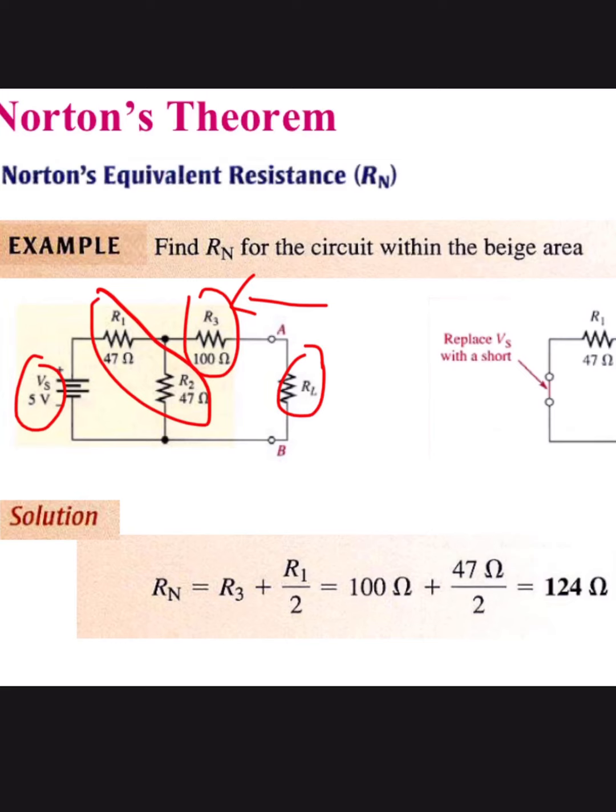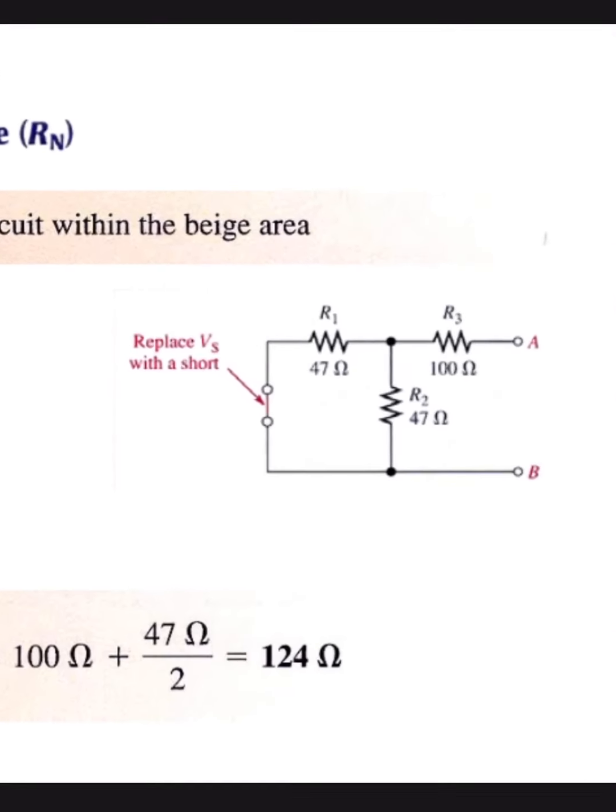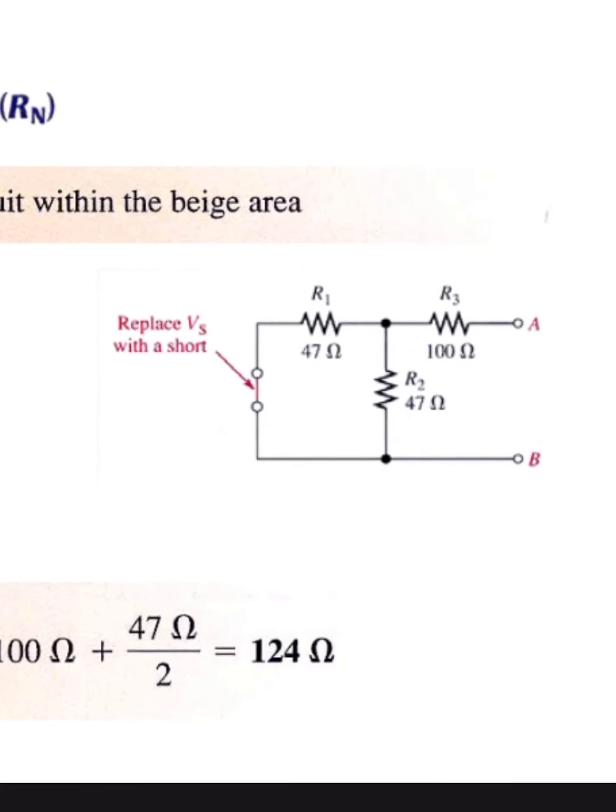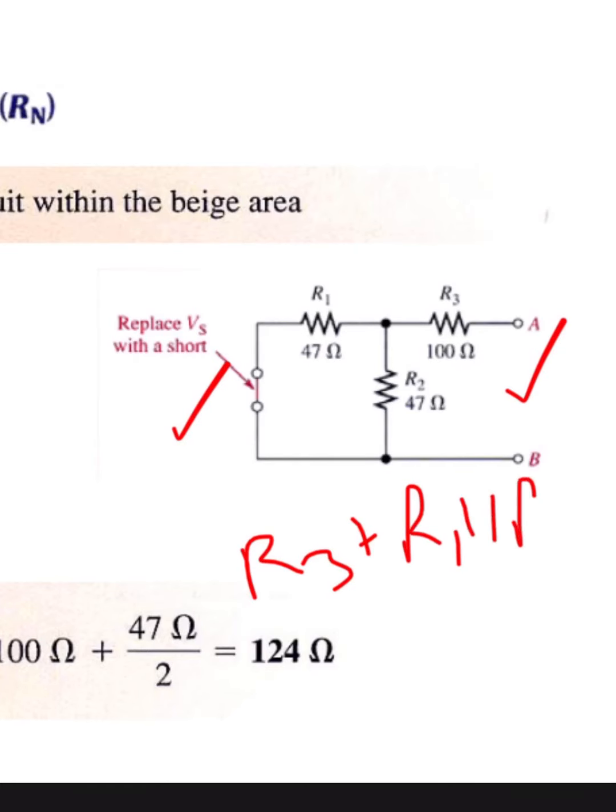Here we have plotted the diagram. A and B are open. Vs is replaced with a short circuit, and the total net resistance of the network will be R3 plus R1 parallel R2. This will be RN.